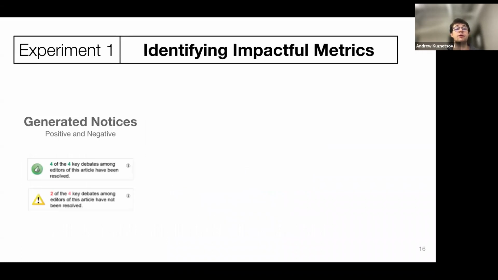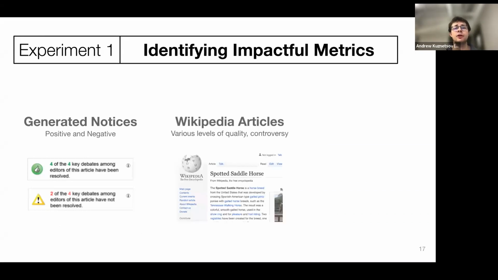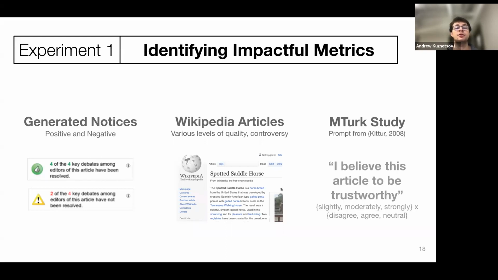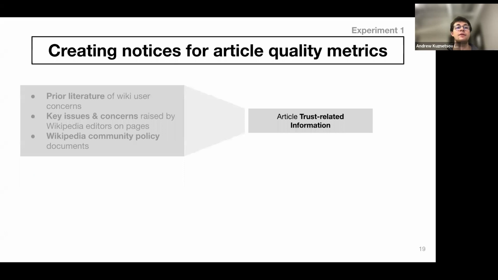Experiment 1 consisted of several parts. First, we created positive and negative notices that represented metrics we wanted to test. Second, we sampled Wikipedia articles at different levels of quality and controversy. Lastly, we conducted an empirical study with a user trust prompt. In this slide, I'll briefly go over how the notices were generated.